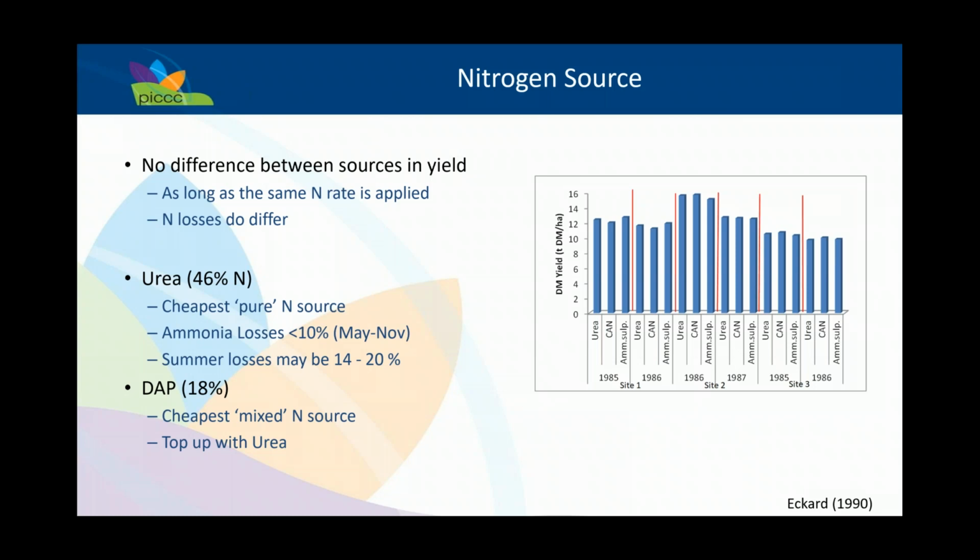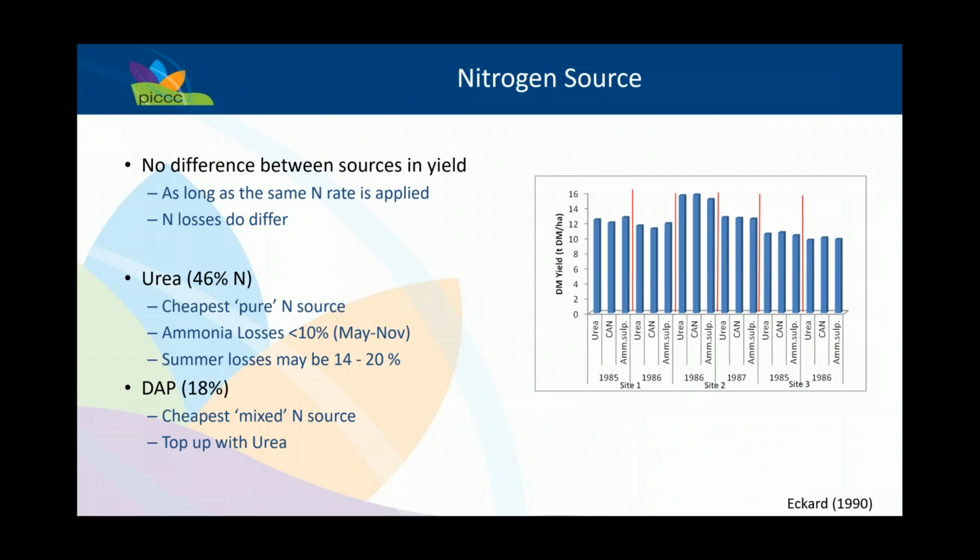In summer, the ammonia losses can be higher from urea. I'll show you some data on that as well. But we would argue that following best practice, if the soil is too dry and the temperatures are too high, unless you've got irrigation, you would not be applying nitrogen in those dry summer months. And so that loss is probably not according to best practice anyway.